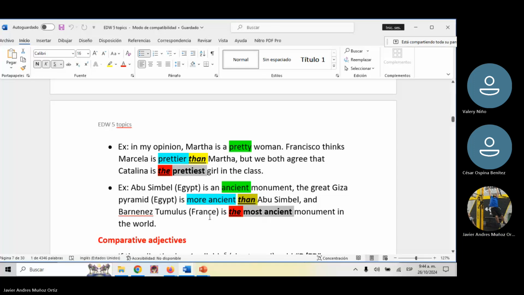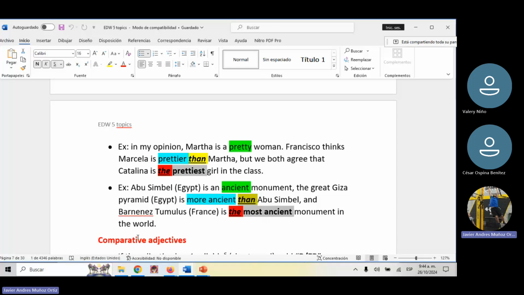So I'm comparing this place with everything in the world. In this case, we could compare places in just Egypt, just in England, just in China, and so on. But the context depends on us.